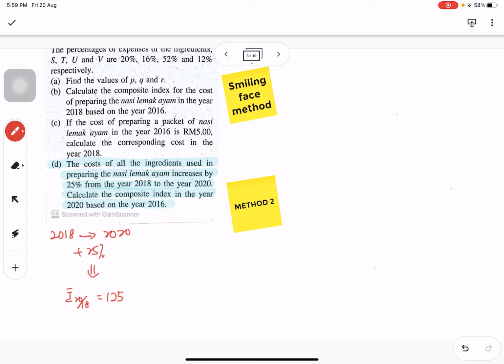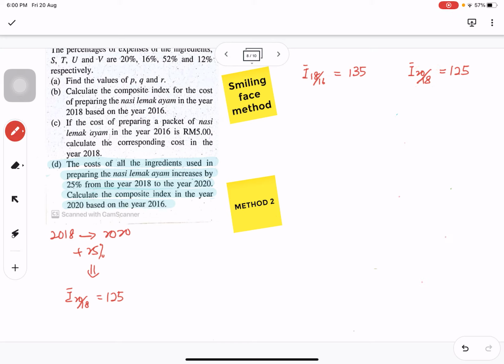Then we are going to use different methods to solve this. Firstly, I'm going to show you how we use the smiling face method. We must see what we have now. In part B, what we have is I bar 2018 over 2016 equal to 135. And then what is given in part D is I bar 2020 over 2018 equal to 125. You can see here there are 3 years involved.